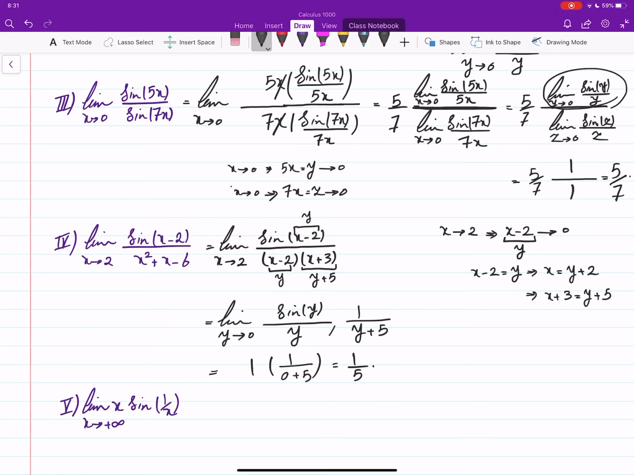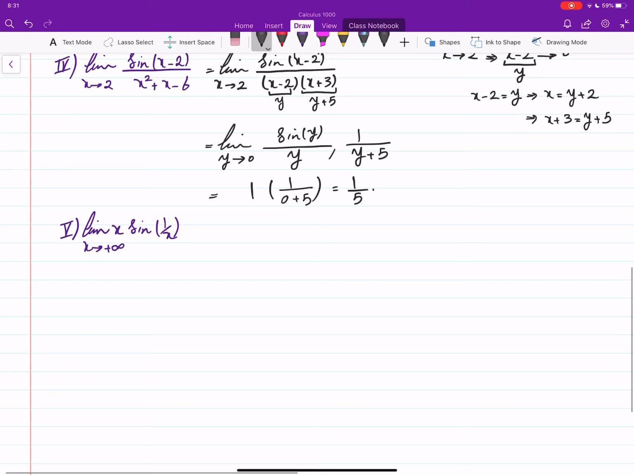Sine of box over box as box approaches 0. So we did do that operation. Okay, and the very last example now is an infinity limit: the limit of x times sine of 1 over x as x approaches plus infinity.